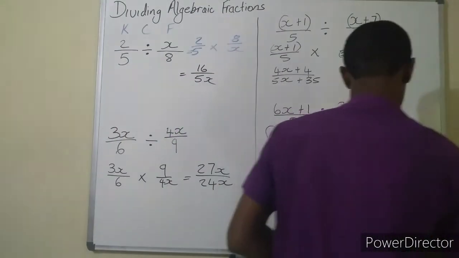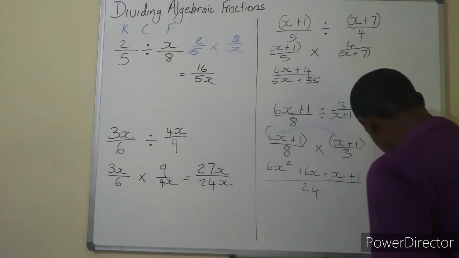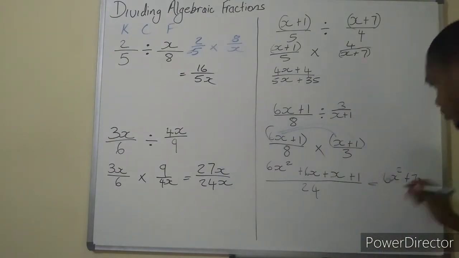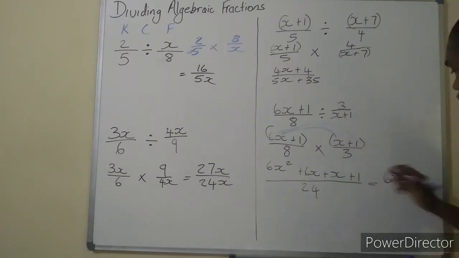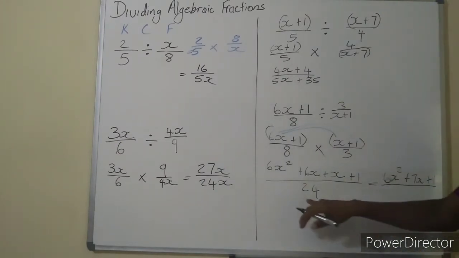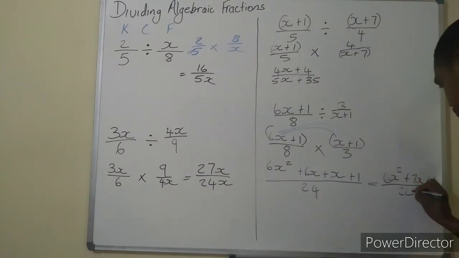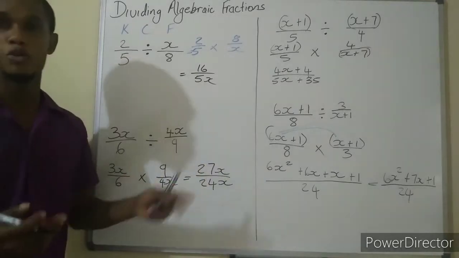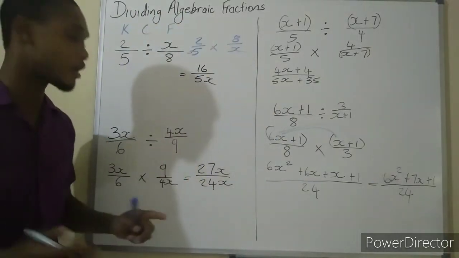So that gives you 6x squared plus 7x. And then you have nothing common with the 1, so you put your plus 1 all over 24. So that's the process of dealing with the distributive property when you are dividing algebraic fractions.